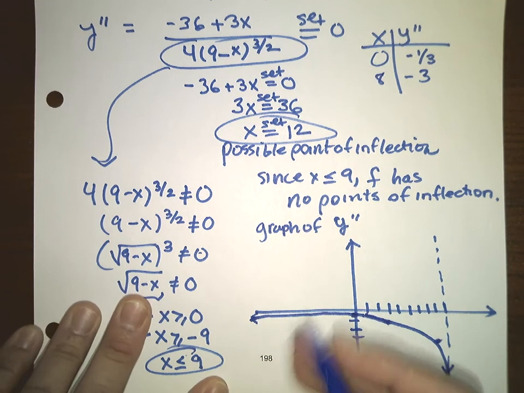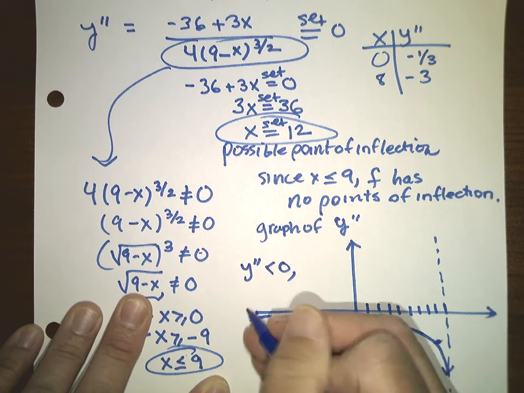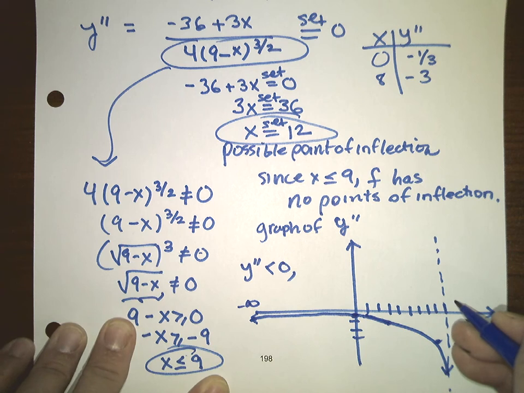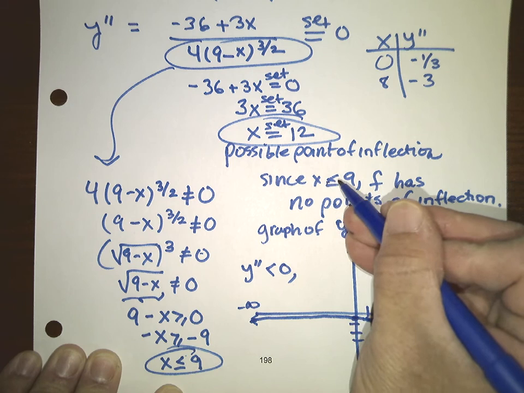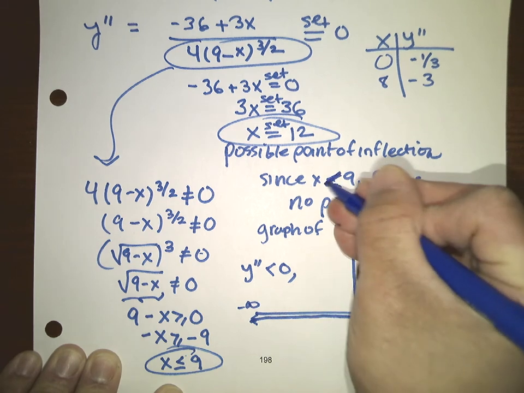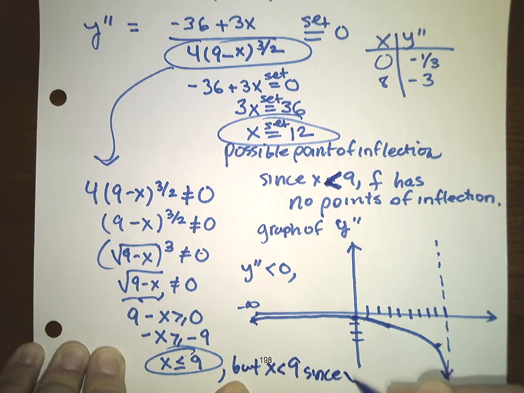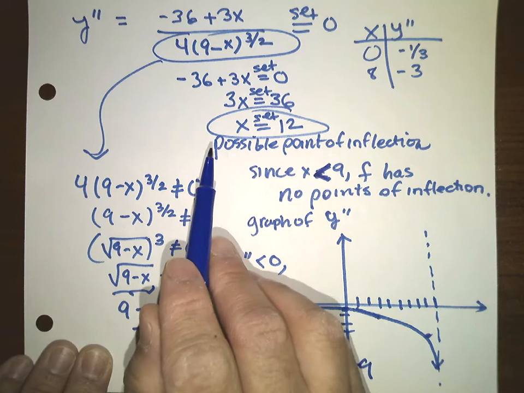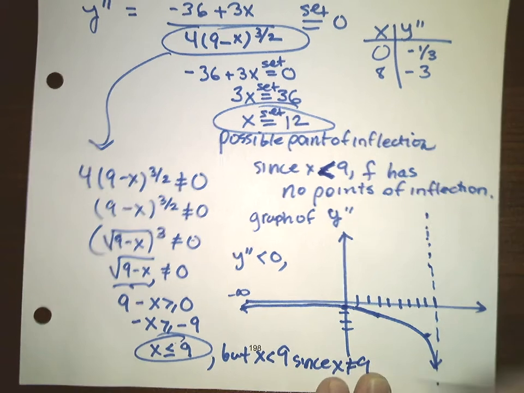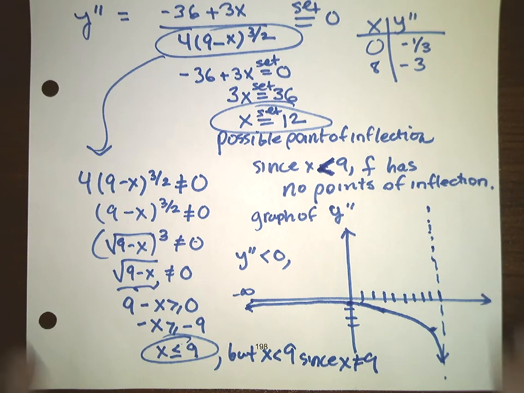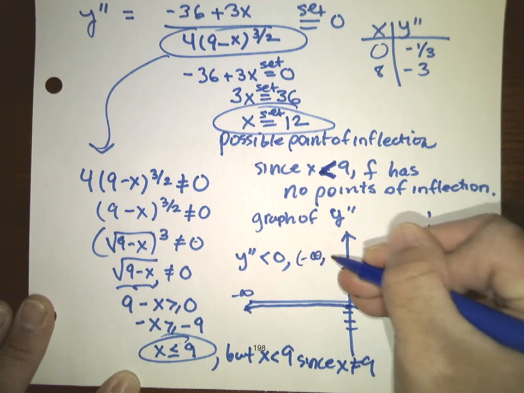So I can see then that y double prime is less than 0 on the whole interval from negative infinity to, but that actually should be less than 9, since x cannot equal 9 because that would make the denominator equal to 0. I drew the asymptote. So of course x cannot equal 9, but y double prime is less than 0 on the interval from negative infinity to 9.